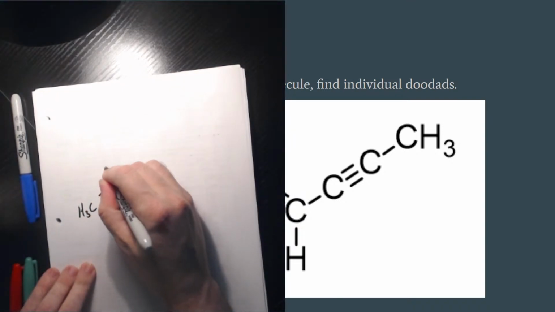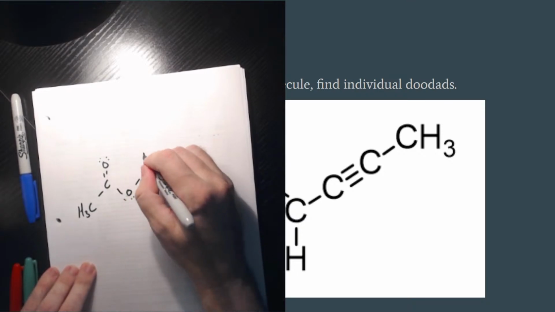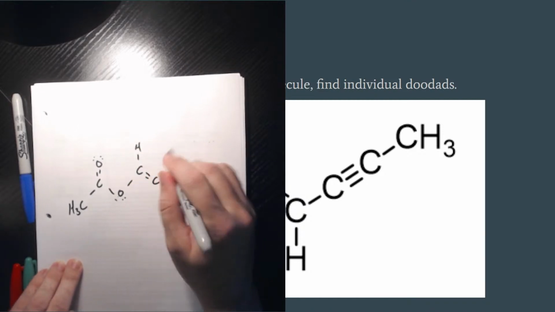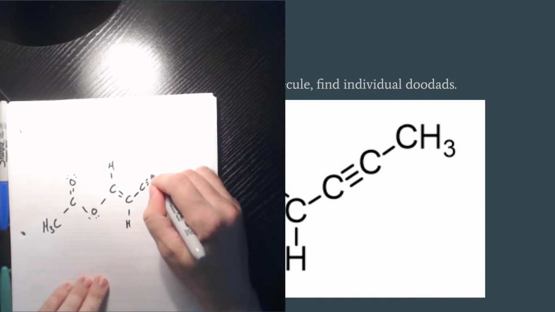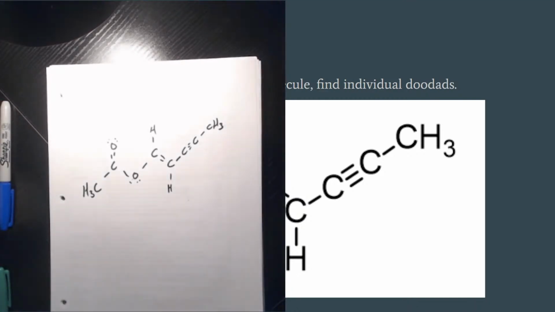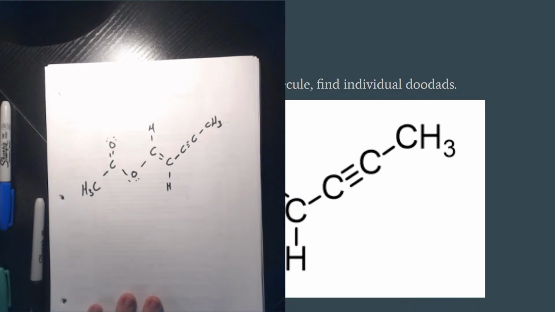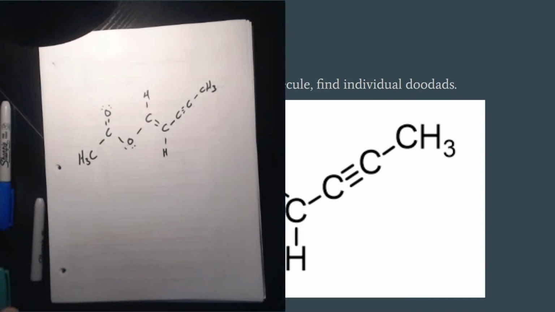H3C, C, O, C, H, double bond C, H, C, triple bond C, CH3. Okay, so there is our molecule. There's our compound. In order to find the individual geometries and hybridizations, I'm going to go ahead and throw hybridization in there just to give us a little bit of practice.